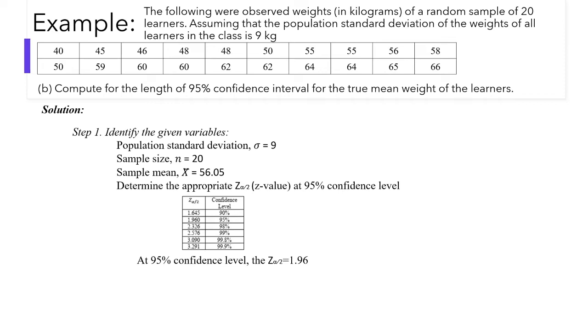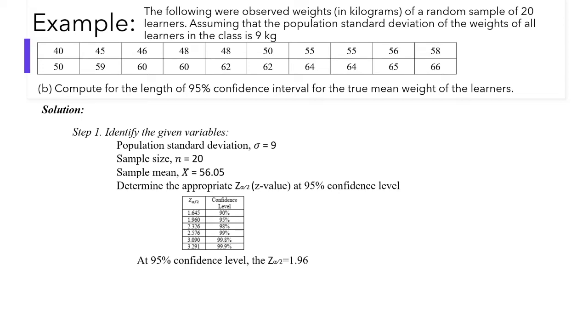For the question, compute for the length of the 95% confidence interval for the true mean weight of the learners. Step 1. Identify the given variables. We have a population standard deviation, sigma, equal to 9. Our sample size is n equal to 20. Our sample mean, x bar, is equal to 56.05.